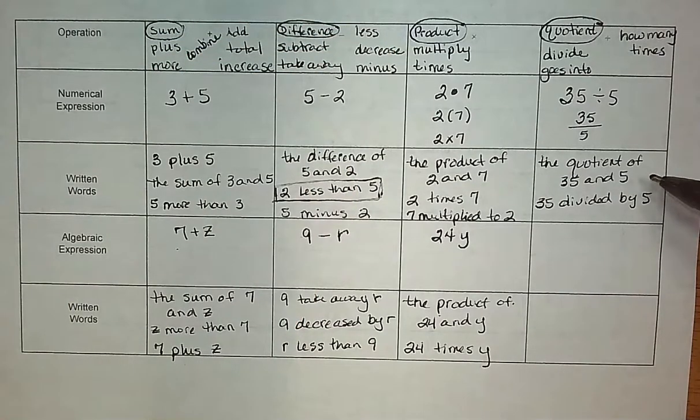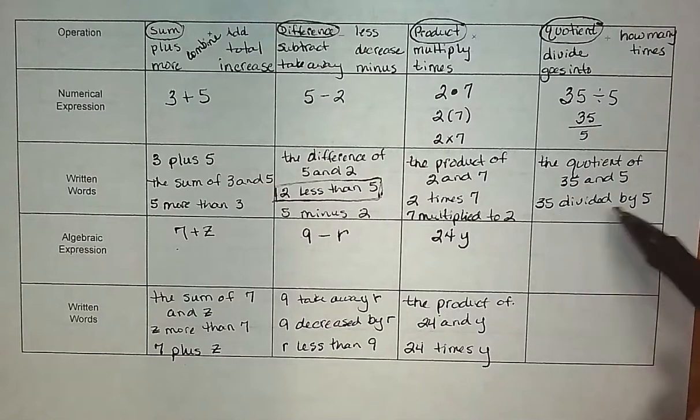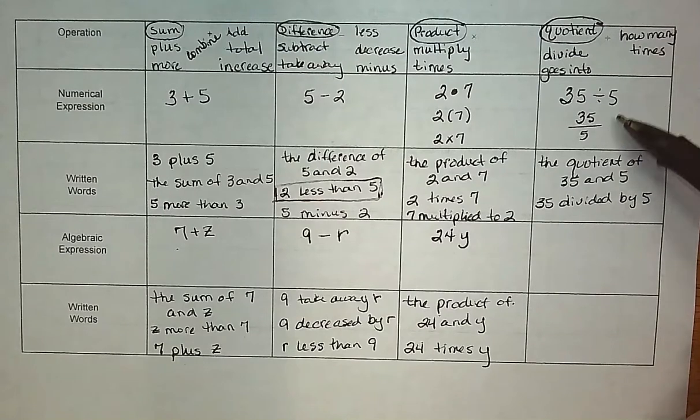Ways that I could write this as an English phrase, the quotient of 35 and 5. And when I write it this way, I write them in order. I write the number that we're dividing into first and the number we're dividing by second. And then 35 divided by 5, just real straightforward there. So again, 2 ways to write division here, and there's a couple of options for the English phrases.